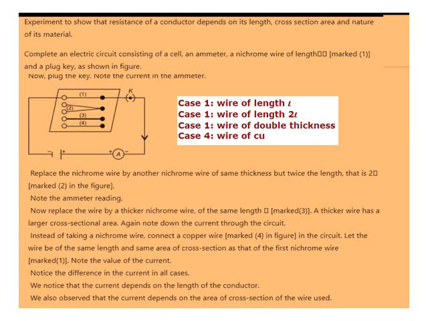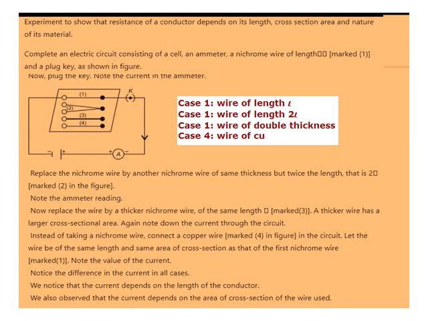Then instead of taking a nichrome wire, connect a copper wire marked as 4 in the figure in the circuit. Let the wire be of the same length and same area of cross section as that of the first chosen nichrome wire. Note down the value of the current. Notice the difference in the circuit in all the cases. So the ammeter reading in each of the cases will give us the result.